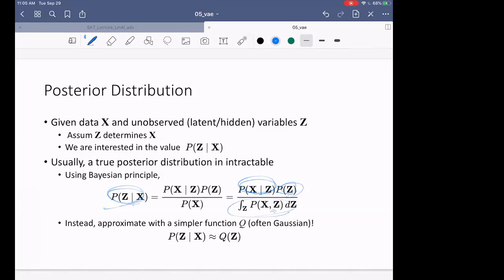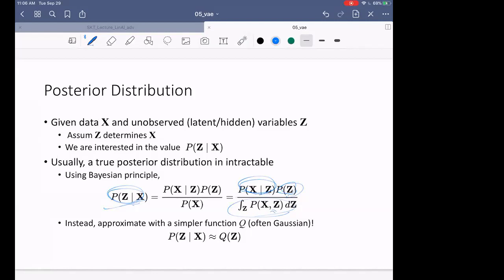Is there a mathematical basis for approximating with Q? Mathematical basis. So there's no mathematical basis. I mean, it's kind of a forced choice, because you can't actually derive the true PZ given X, the true posterior. There's no way, so approximating with a known distribution Q, which is usually Gaussian, is kind of a compromise, the only thing that you can do. So I guess that makes it a practical compromise.